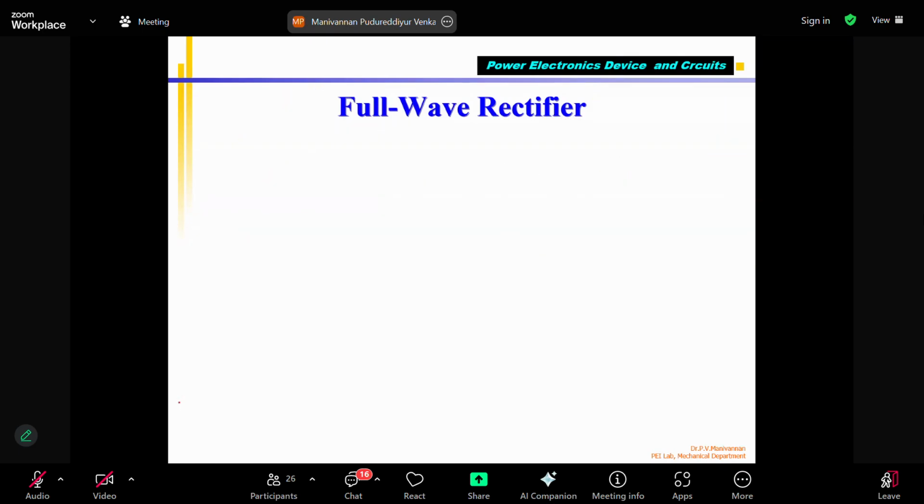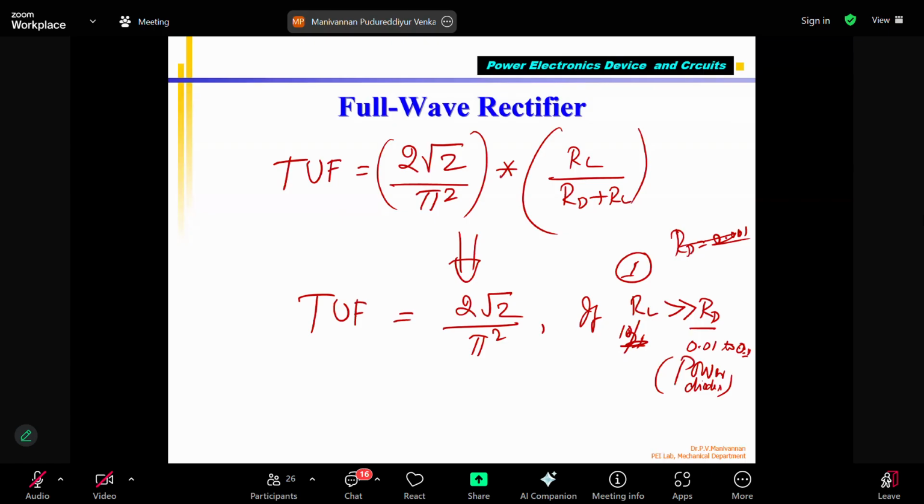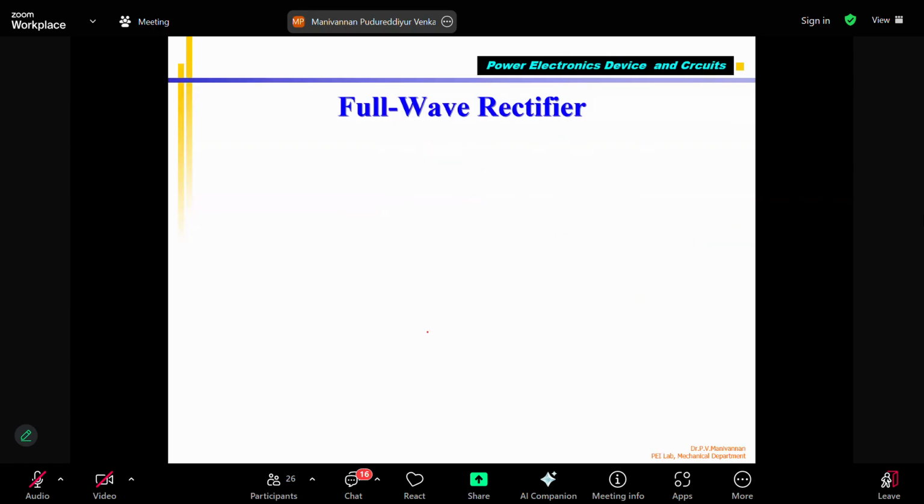Okay. So now that we saw that, today what we are going to see is the full wave rectifier circuit. I will draw the circuit. Please take the diagram. It's very simple. Before going to the full wave rectifier, I wanted to say the disadvantages of the half-wave rectifier.